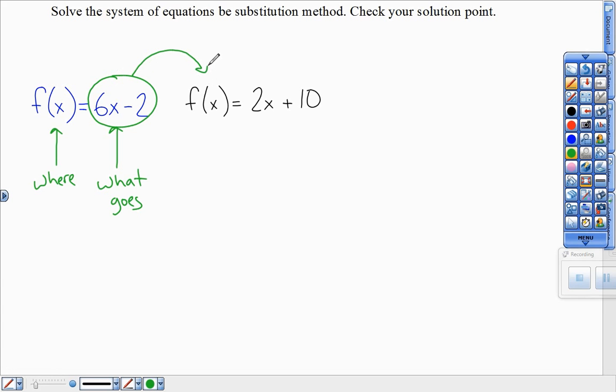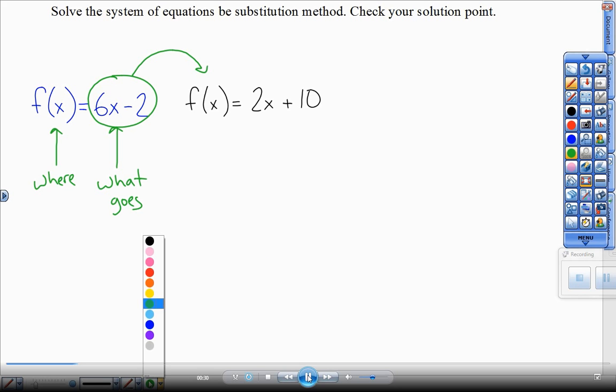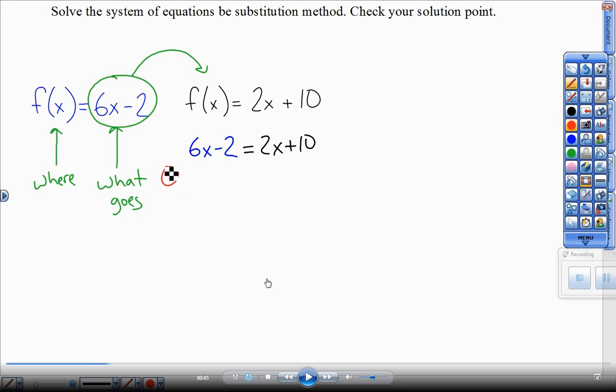So the first step on this, substitute one piece of the equation into the other. The piece I'm substituting is this right here, so where it used to be f of x, I now have 6x minus 2 because that's equal to f of x. I got my equal, I have this 2x plus 10, and now it becomes solving a variables-on-both-sides equation where you start on the left, get rid of the plain number on the left, go to the right, get rid of the number on the right, back to the left, divide.